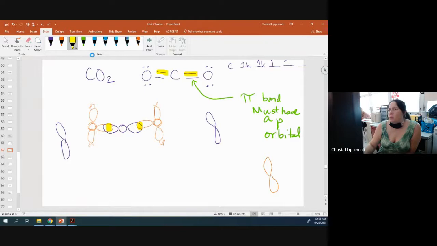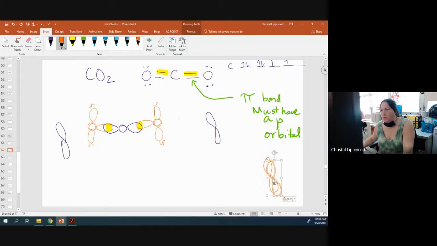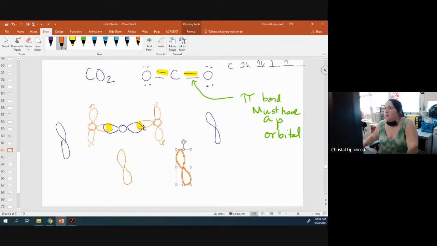Now what I'm going to do is bring in my p orbitals, I'll try to anyway. No, let me. There we go. Control C, Control V. Now I'm going to bring these guys in. Okay. Sigma bonds bond end to end. Pi bonds overlap side to side.